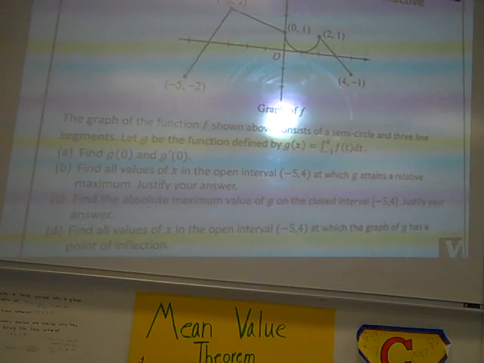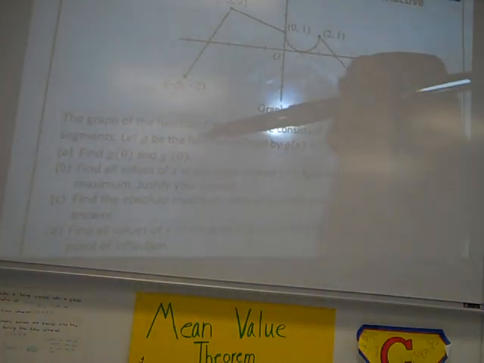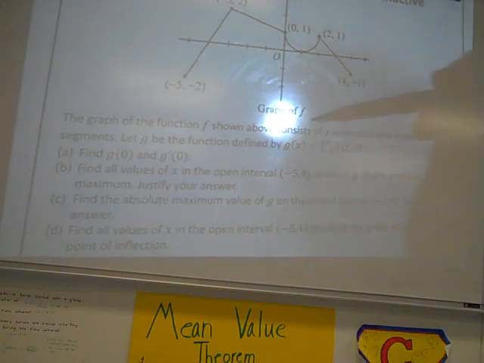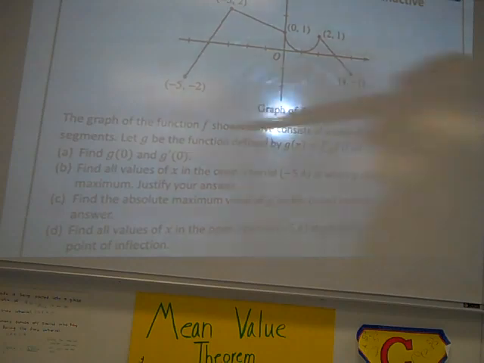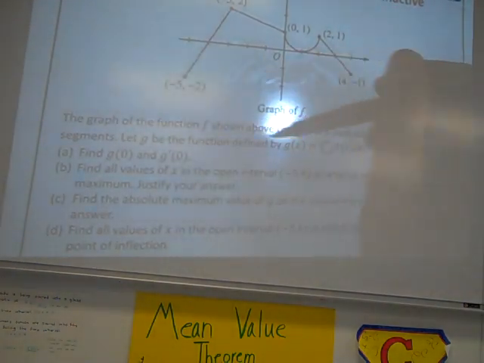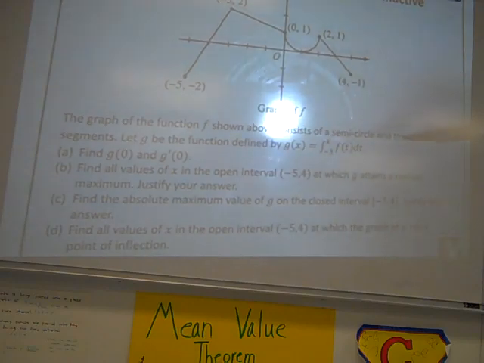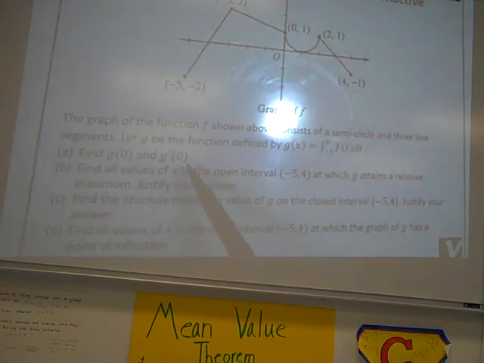This next question appeared on the 2004 AP exam. It's question number 5. Question number 5 is always calculator inactive. We have a graph, and let's see. The graph of the function f, shown above, consists of a semicircle, good, and 3 line segments. Let g be this function over here, g of x equals the integral from -3 to x of f of t dt. We want to find the value of g of 0 and then g prime of 0.